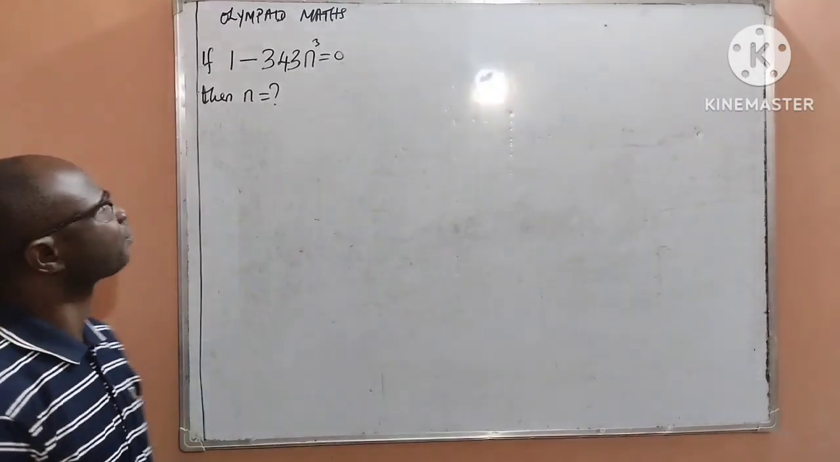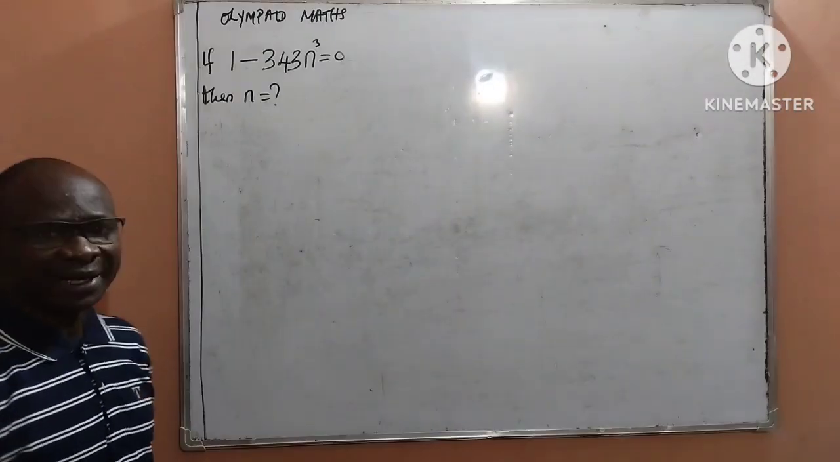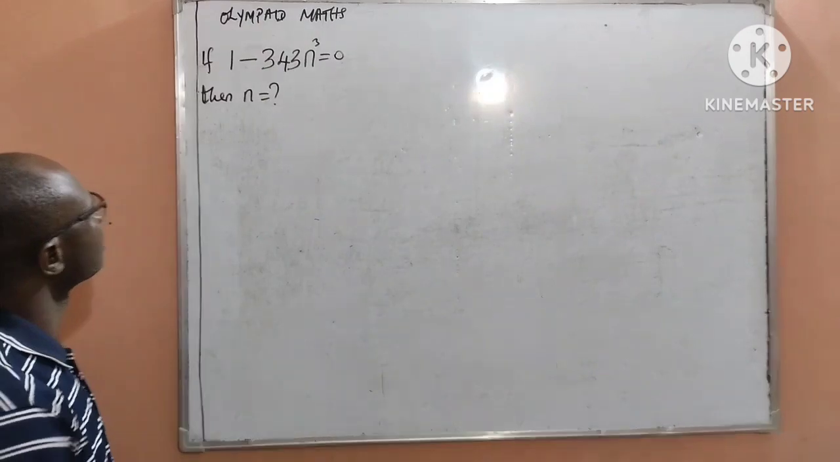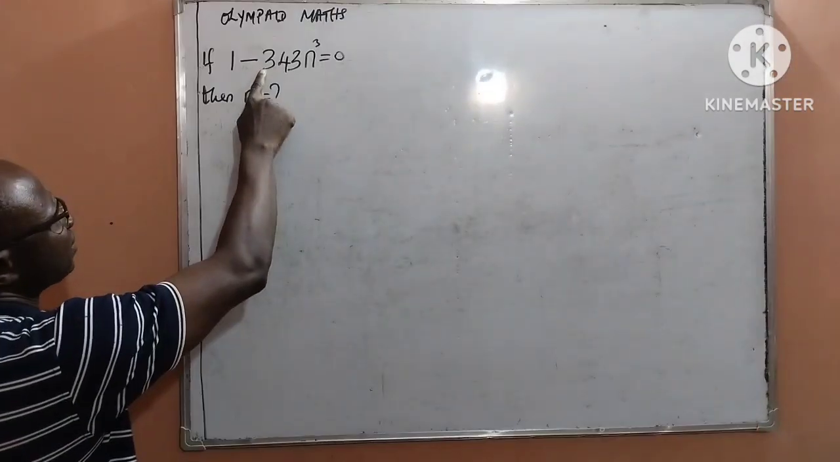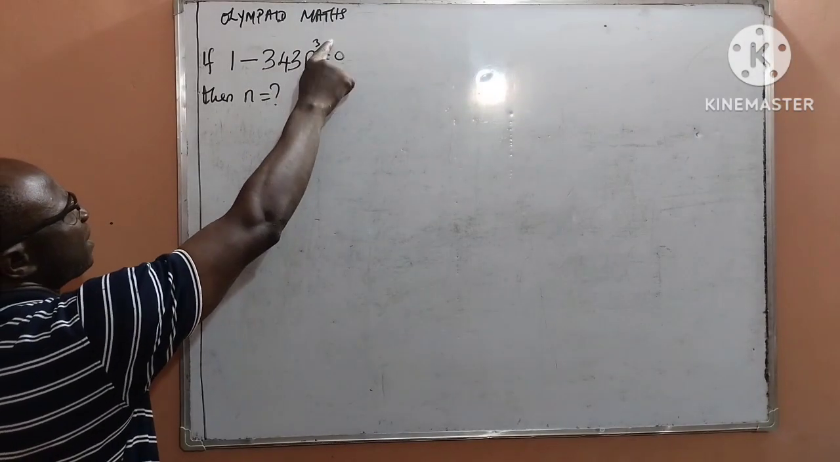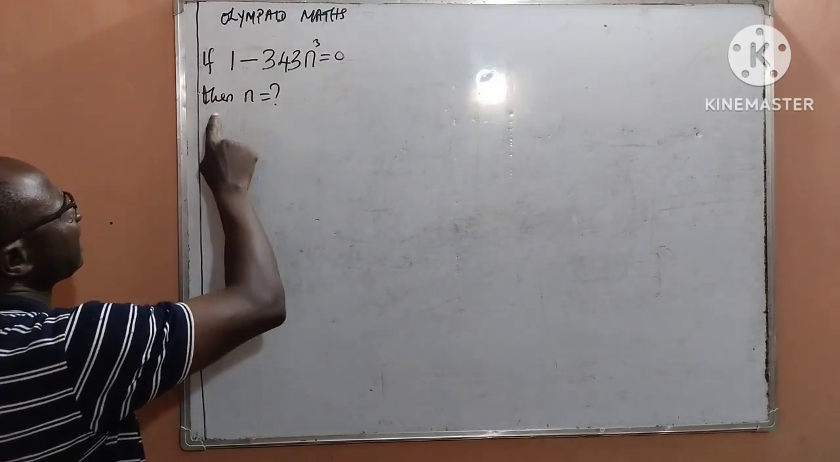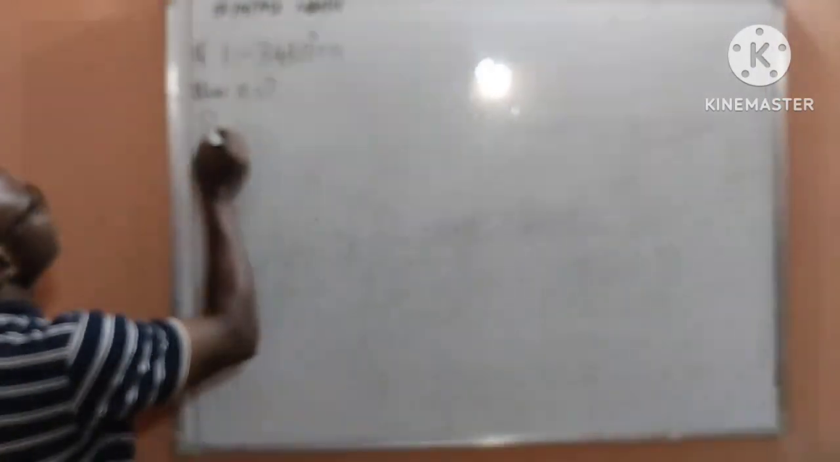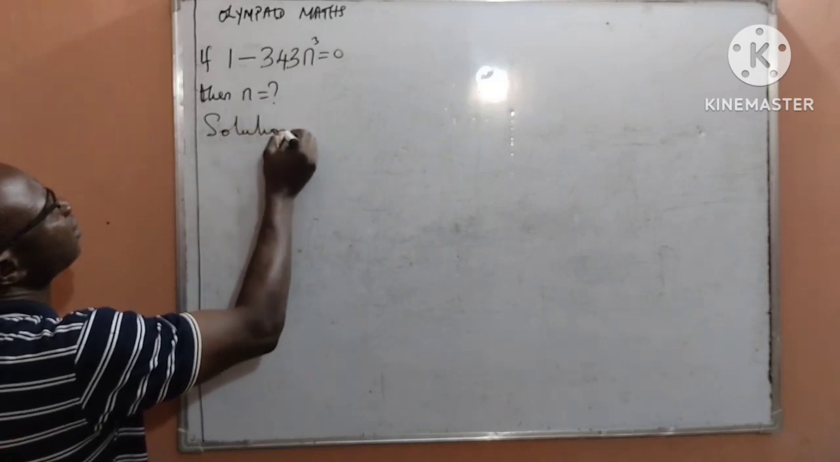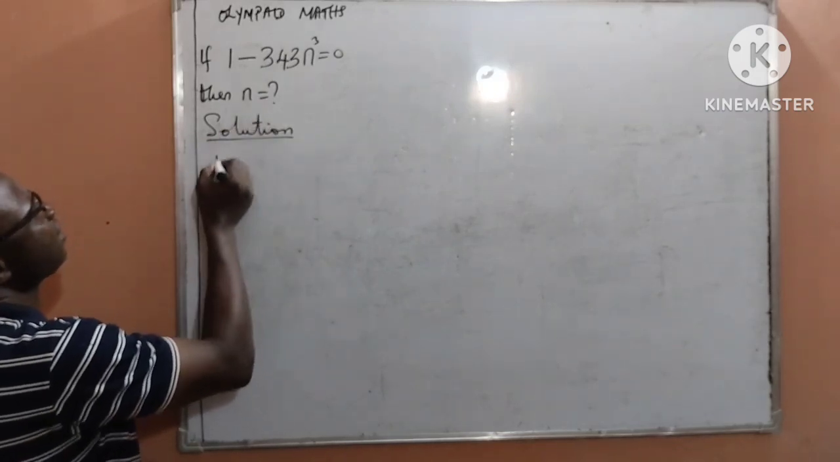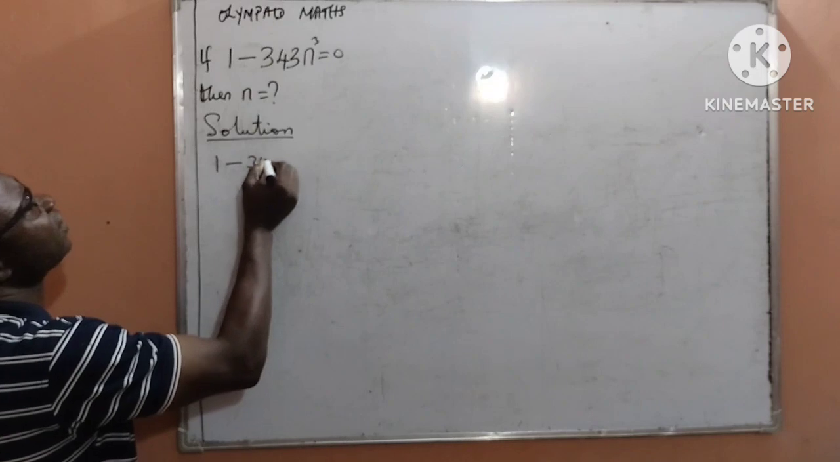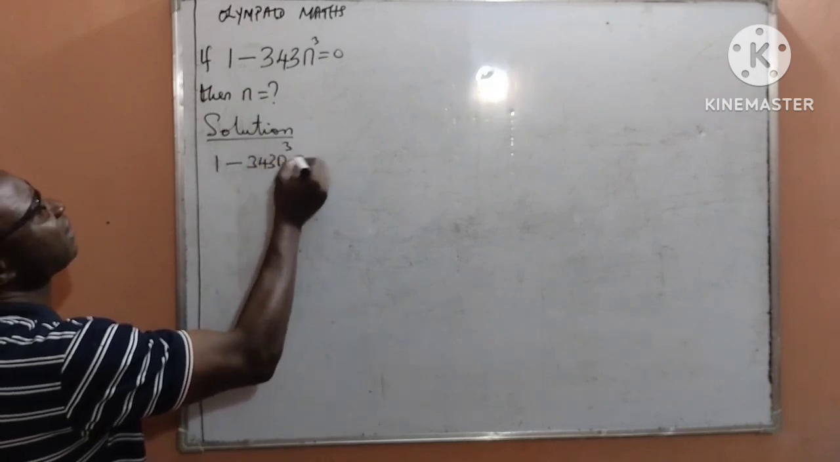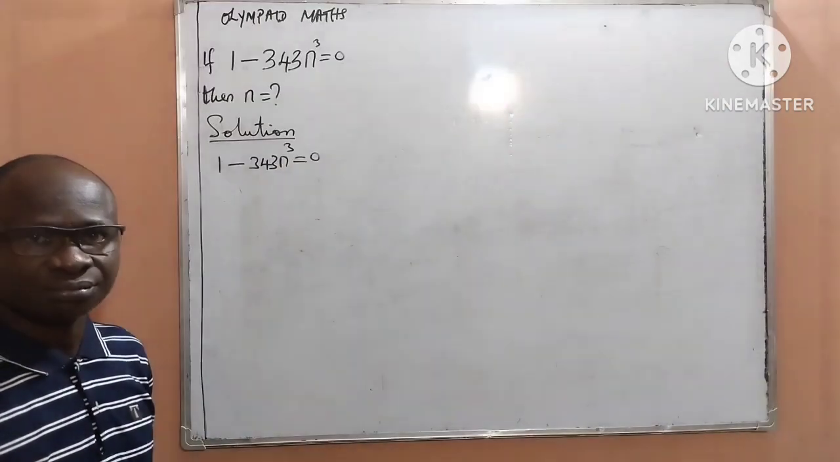Welcome, viewers. We have today an Olympiad math question. If 1 minus 343 n raised to the power 3 equals 0, then what will be the value of n? Let us solve it. Solution: 1 minus 343 n raised to the power 3 equals 0.